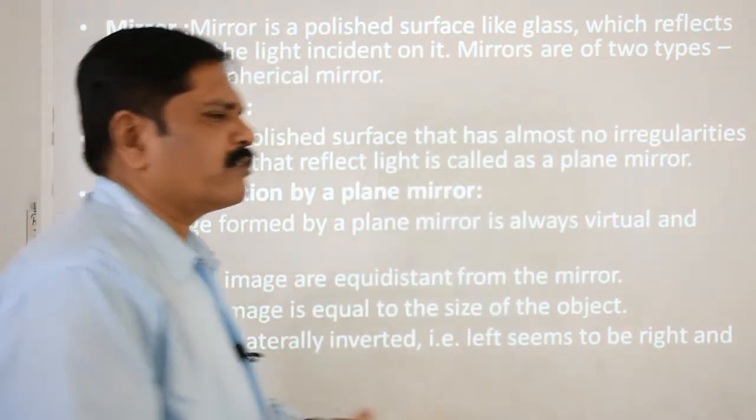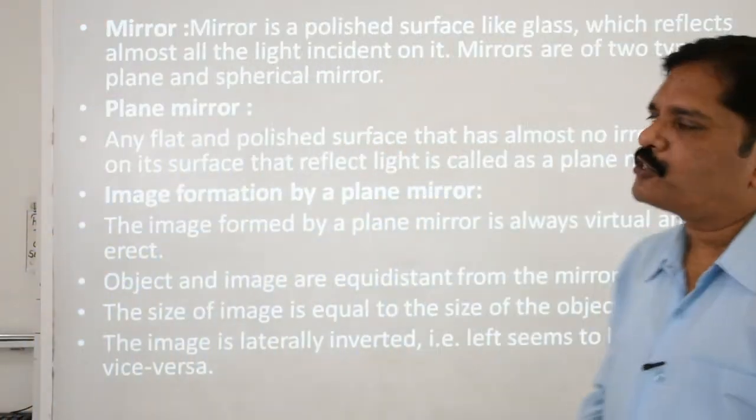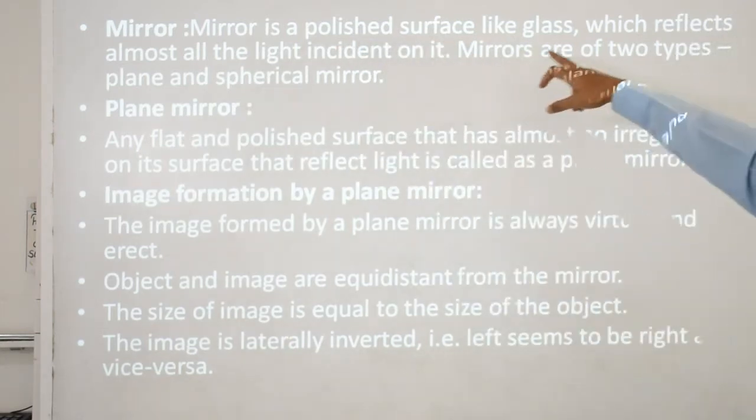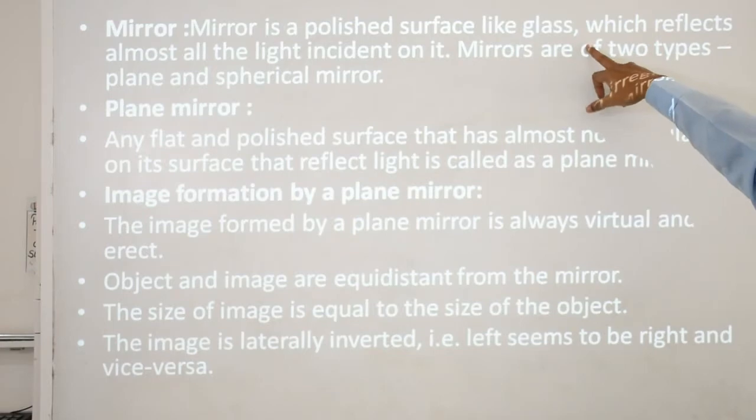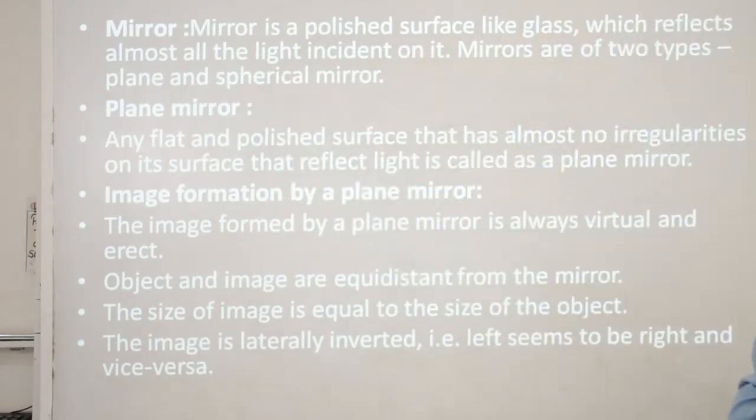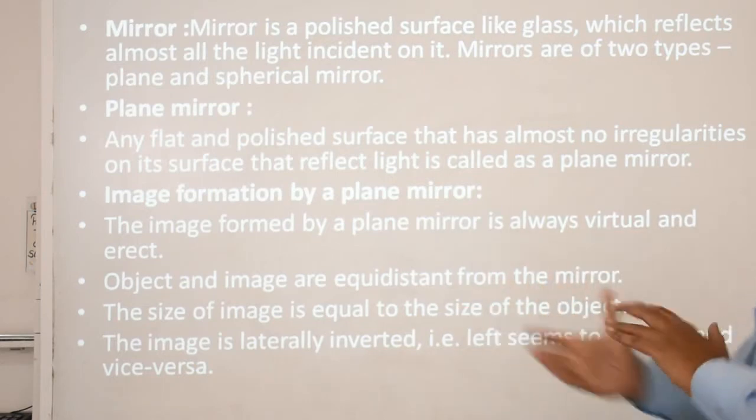Then here we are going to talk about the next important feature, that is the mirror. So what is the mirror? A mirror is a polished surface, which is glass, and which reflects almost all the light incident on it. Clear? A shiny surface, okay, made by polishing the glass from the other side.